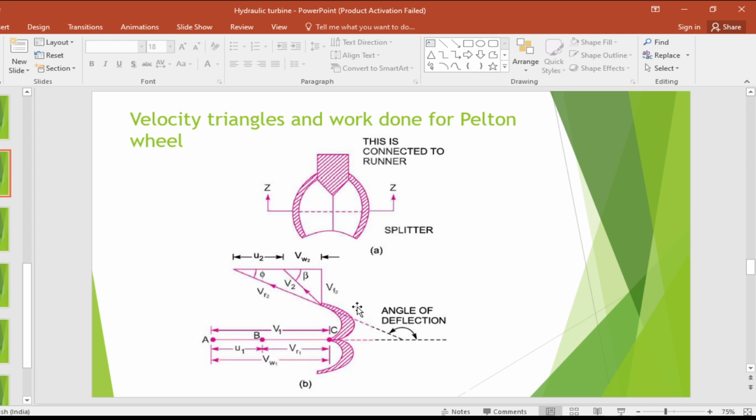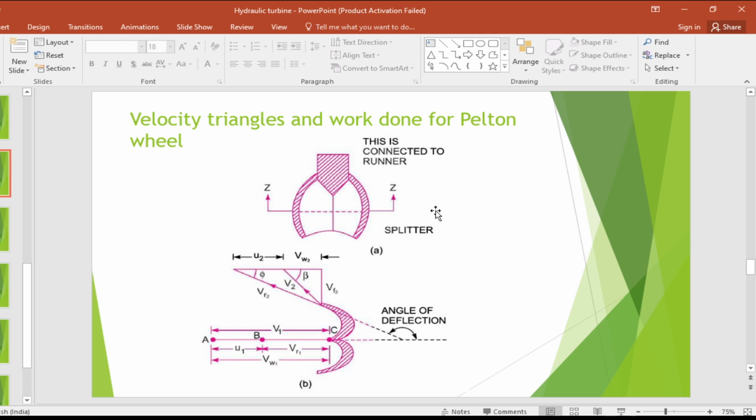Okay. Now the velocity triangles and work done. Here, this figure shows the shape of vanes or buckets of the Pelton wheel. In figure A, you can see that the vanes are cup shaped, and this portion is connected to the runner. Now the center of this is known as the splitter. I have explained this in a previous video.